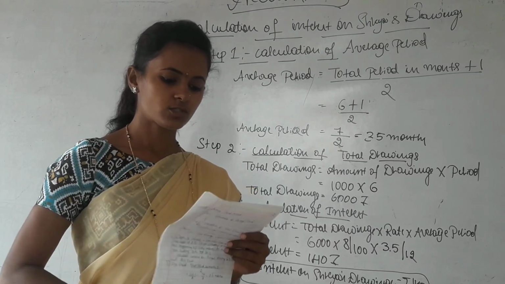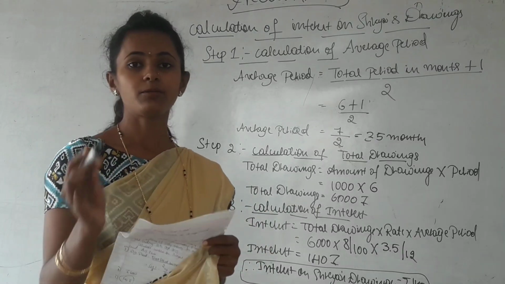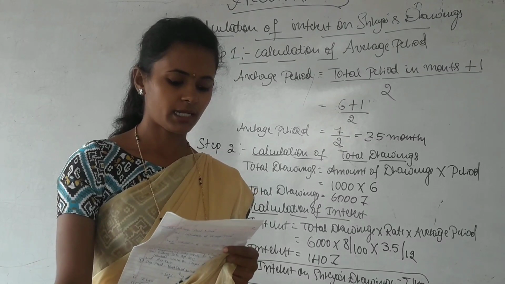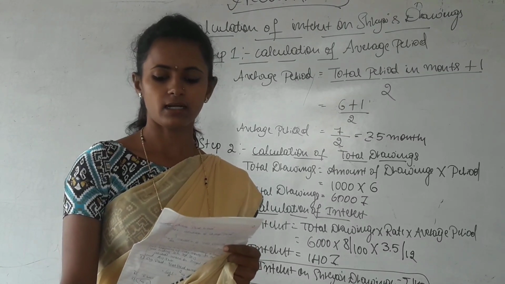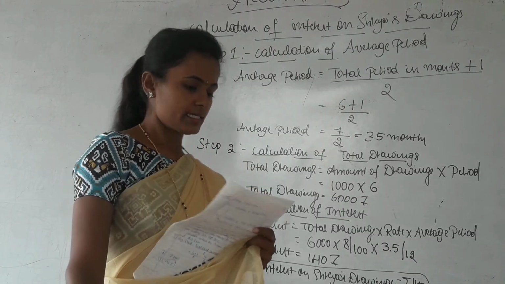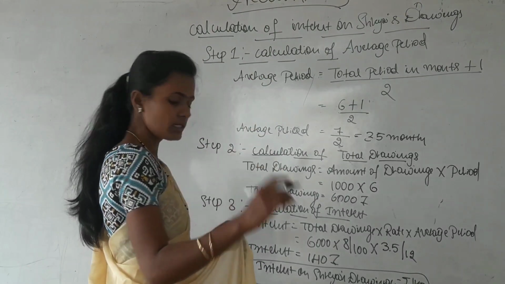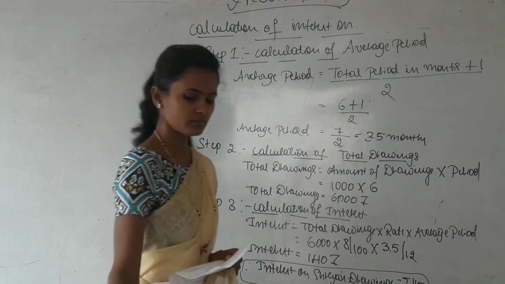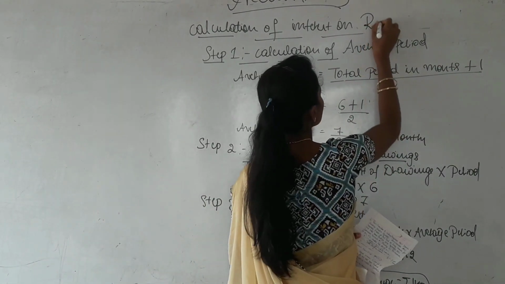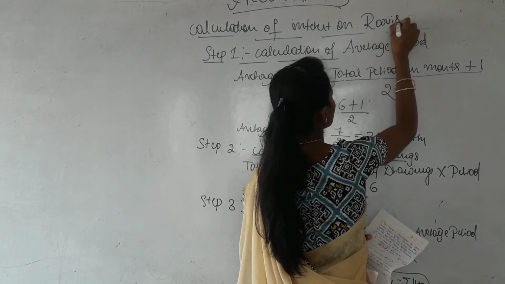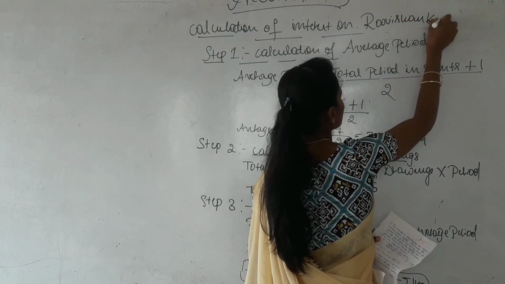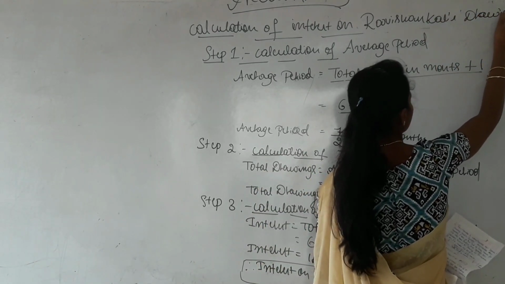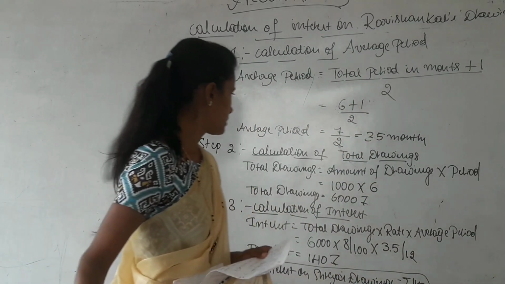Calculate interest on drawings of Ravi Shankar at 10% per annum. The rate of interest is given as 10% per annum, and we have to calculate under the average period method. This is the calculation of interest on Ravi Shankar's drawings.